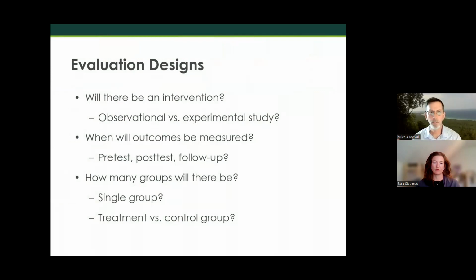First of all, is there going to be an intervention? Well, in this case, yes, it's going to be your BI activity. So in that sense, it's like an experimental study. There's an intervention. It's not an observational study.